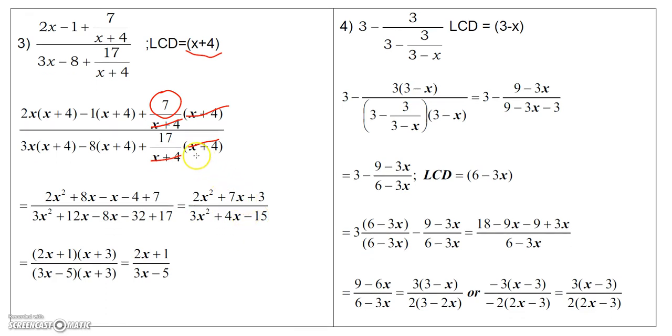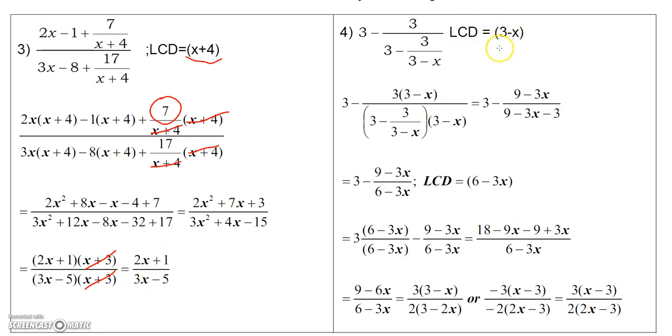And then just like I did in the previous problem, see if the numerator and denominator will factor, and indeed they will. This factors into 2x plus 1 times x plus 3, and the denominator factors into 3x minus 5 times x plus 3. And then so the x plus 3 over x plus 3 is 1. And so your final answer would simply be 2x plus 1 over 3x minus 5.